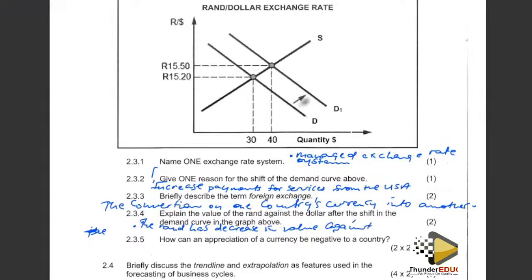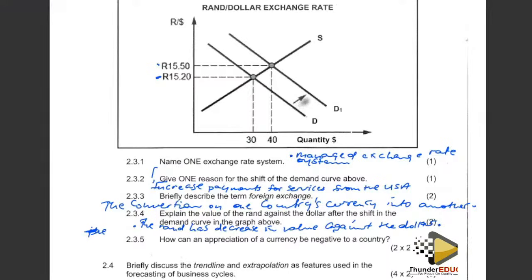Against the dollar. Let's check. So now here we have rand, and then we have rand here. It means now the rand is weak. It's now weak. We need more rand now to buy a dollar. That is why we are saying that the rand has actually depreciated.